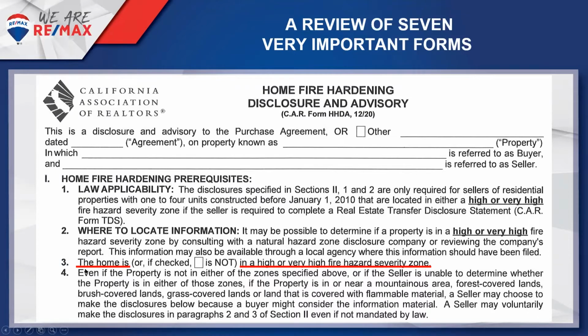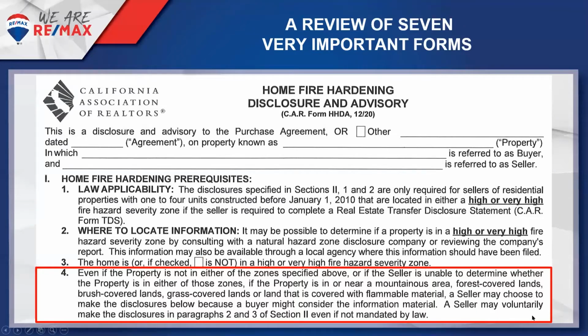All right. Now, the form makes an affirmative statement that the home is in a high or very high fire zone, unless you check this box. If you check this box, you can still deliver the form, but you check the box that it's not in a high or very high fire zone. If you don't know, don't check the box, deliver the form anyway. There's, again, no downside to delivering the form in a timely fashion. And in fact, that's what paragraph 4 talks about.